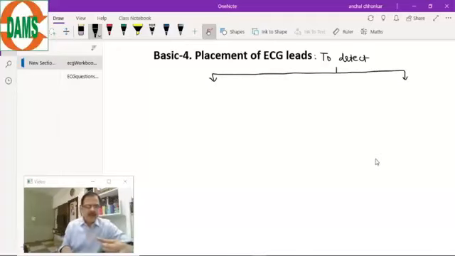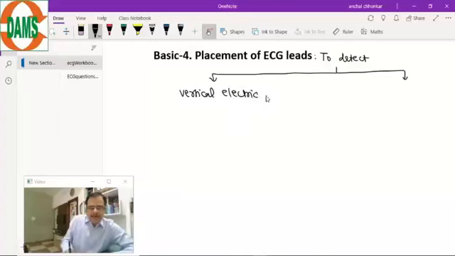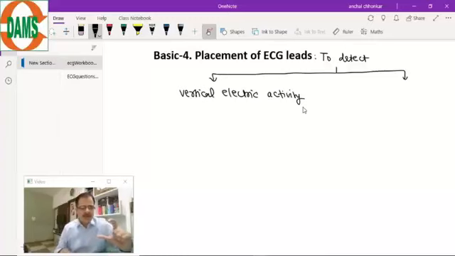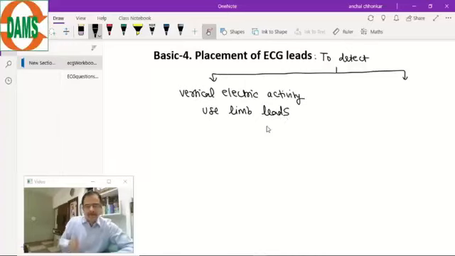So in the diagram we have understood the current is traveling in various planes. So to detect the vertical electrical activity of the heart, which is coming from superior to the inferior direction, we will use limb leads. We will use the limb leads, so that will make it a vertical plane or a frontal plane. So this is known as a vertical plane or a frontal plane.